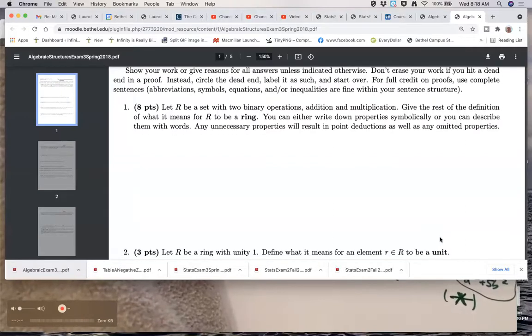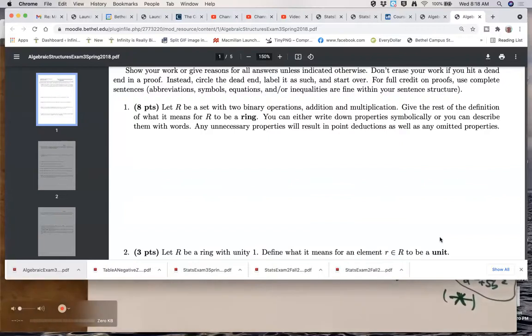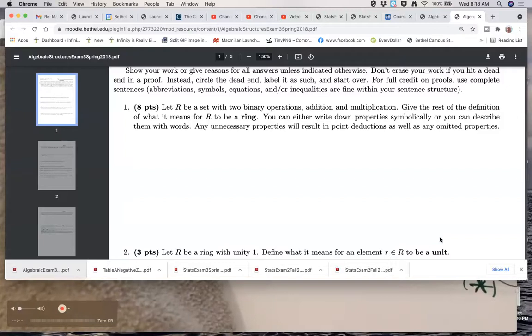If you put this on the test, I remember in class you just said that R is an abelian group under addition. Is that good enough, or because the book separates it and gives all of those? Yeah, you could do it either way. You could say it's an abelian group under addition. That would be good enough.